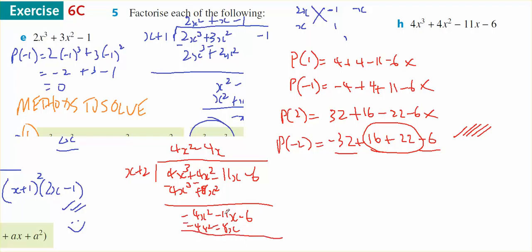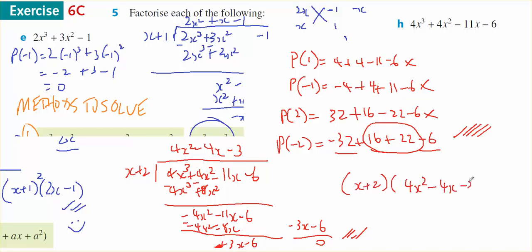Minus 4 times 2 is minus 8x. Minus 11 minus minus 8 is minus 3, so minus 3x minus 6. X goes into minus 3x minus 3 times, and that gives me minus 3x minus 6, and minusing that from that I get 0. Beautiful. So I've got the factors x plus 2 and 4x squared minus 4x minus 3.